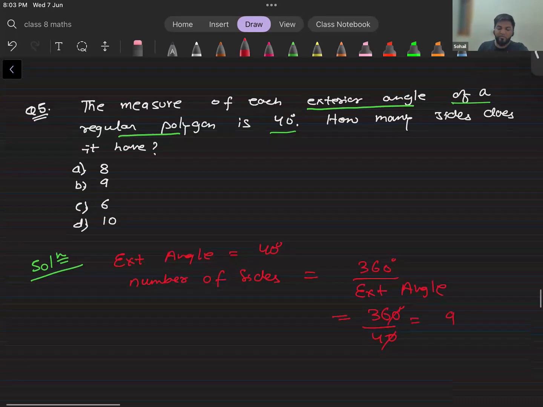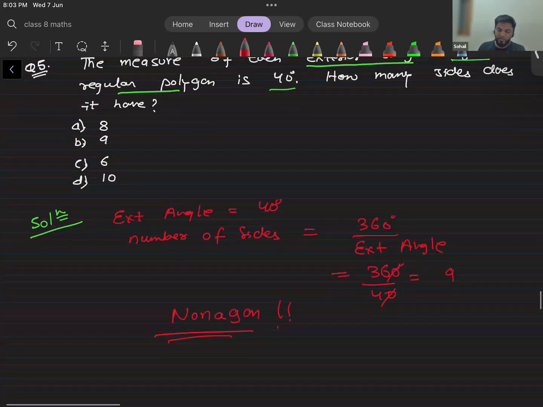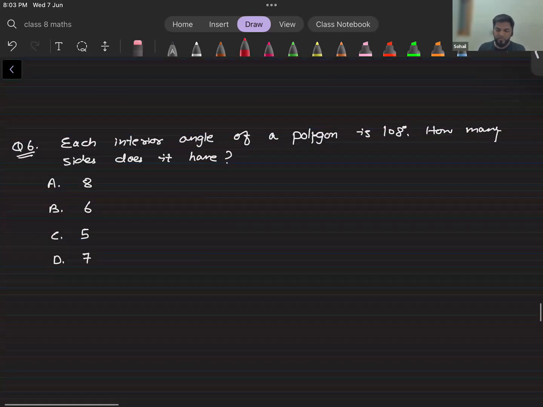So the name of the polygon is what? You guys can write in the chat box. What is the name of the polygon? Nonagon. Very good. Yeah, this is the required polygon. Now let's move ahead to the next question.